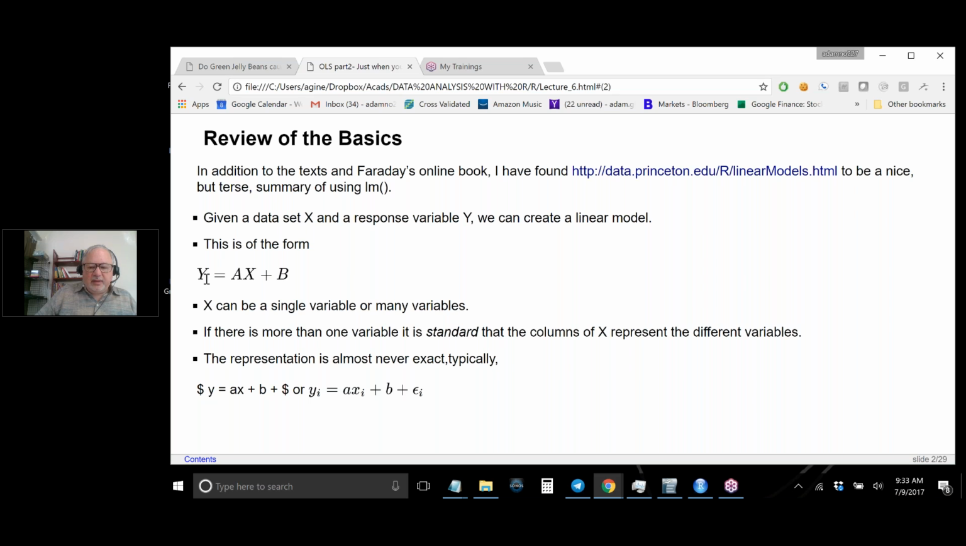I may have issues with my transmission. If anyone's having issues hearing me, let me know.